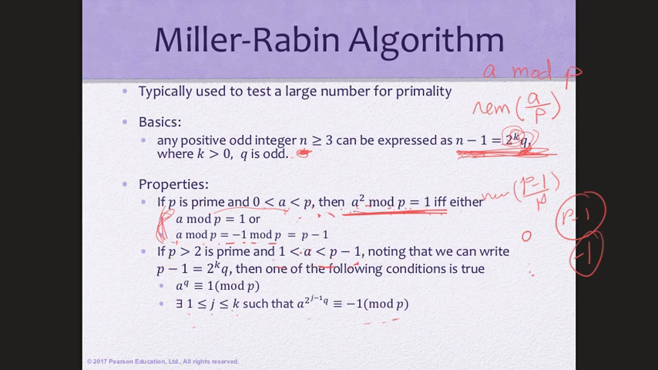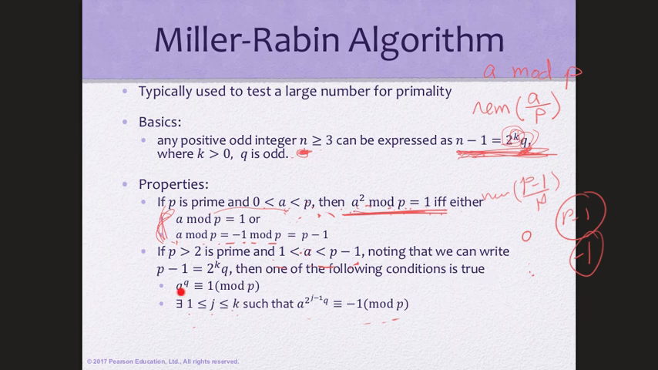If we note that we can write P minus 1, so note that since P is a prime number, it's an odd number, and since it is an odd number, I can write it in the format that P minus 1 is equal to 2 to the power K multiplied by some Q. Then, we are talking about an A which is smaller than P minus 1, one of the following conditions is true, either this or this.